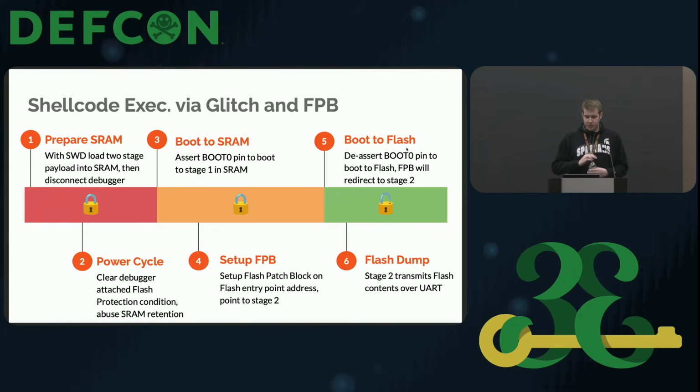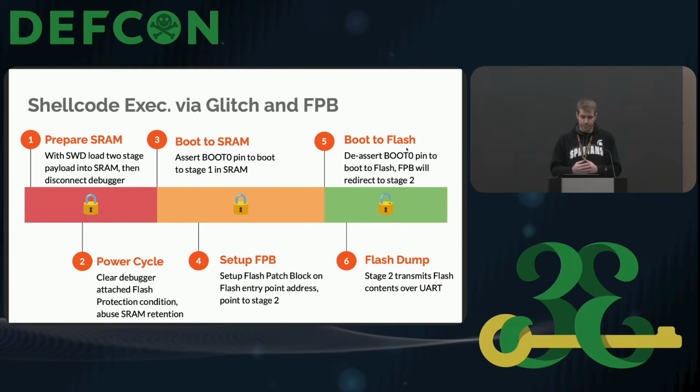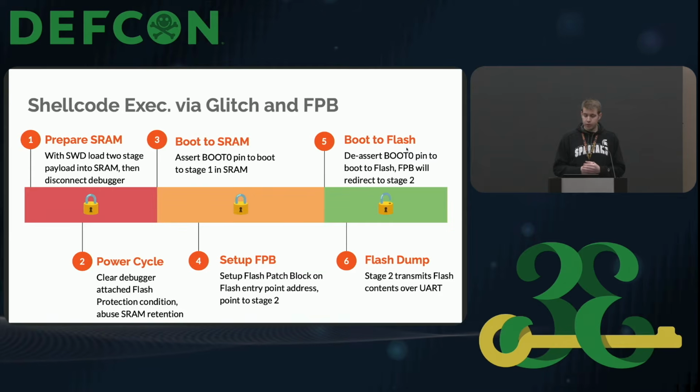All right, so to explain how this attack works, I'm just going to start here with the steps and we'll see how this goes. The first step is to prepare SRAM with a 2-stage payload. You put those 2 pieces of code into RAM, and at that time, since the debugger has been connected, the Flash is protected until a power cycle occurs. The first trick of this attack is to do a power cycle very, very quickly and abuse SRAM data retention in order to keep our payloads in SRAM while clearing the lock. After that, we can boot to SRAM and our Flash protection lock from the debugger connected is cleared, but we now have a lock from booting to SRAM.